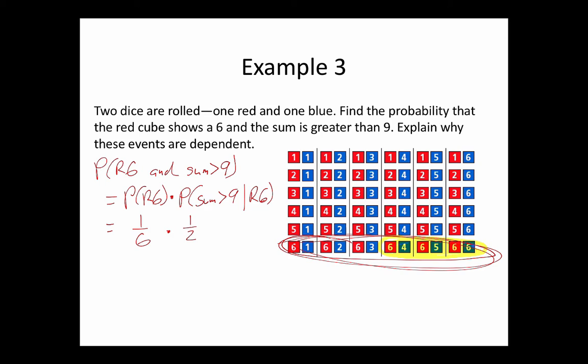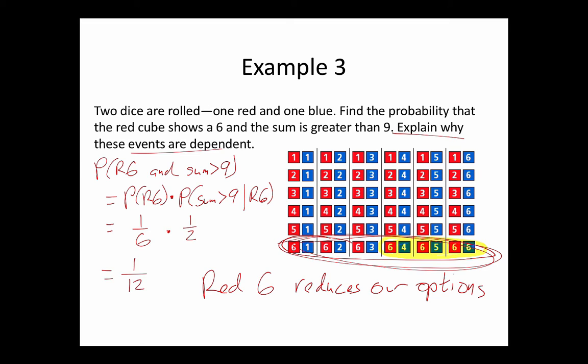So when we multiply these together, we end up with 1/6 times 1/2, which gives us 1/12. Now, explaining why these events are dependent, making sure we're answering that full question, is because the red 6 reduces our options. Now, there is another way we can talk about this. Looking at this, in total, there are 3 total options out of the entire set of 36. So another way we could have approached this is to say, oh, it's 3 out of 36, which is 1/12 as well. Let's take a look at one more example like this.